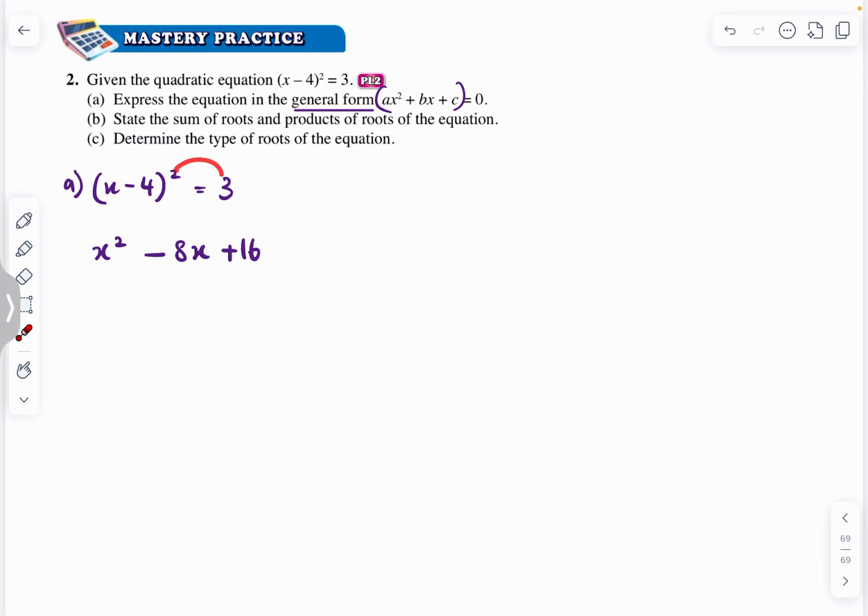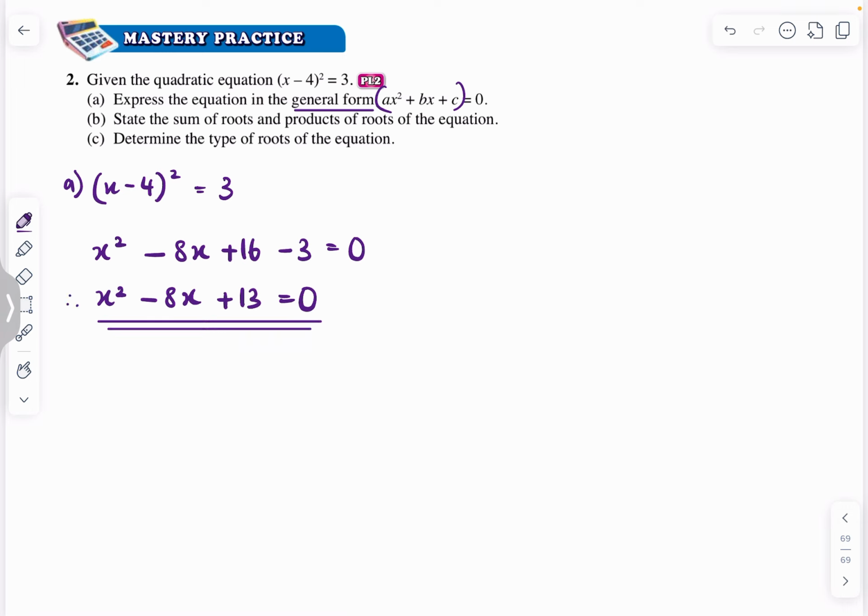And then 3 we can bring over this side, becomes minus 3. We simplify this. 16 minus 3 is 13. Done. This will be our general form.